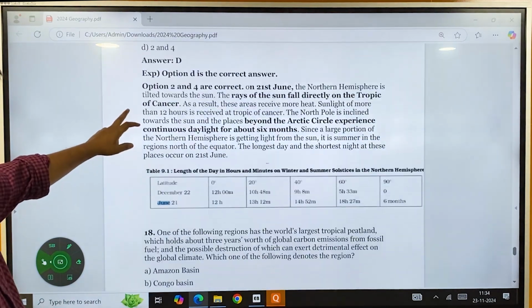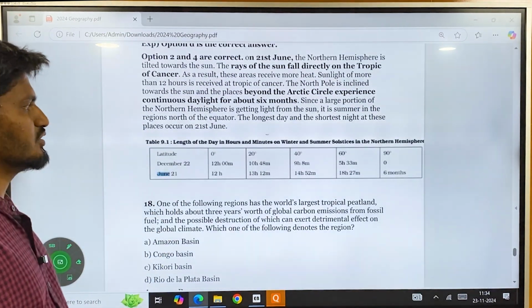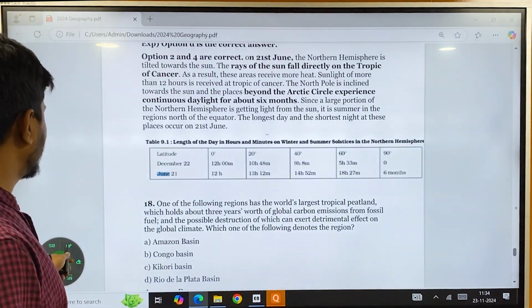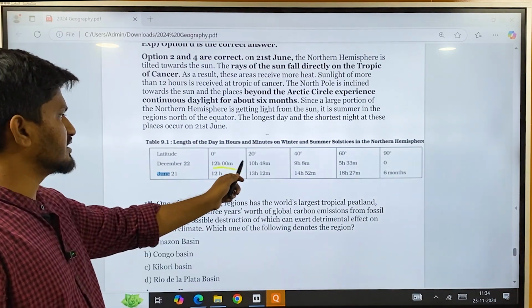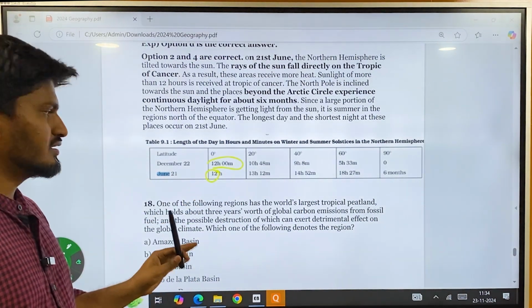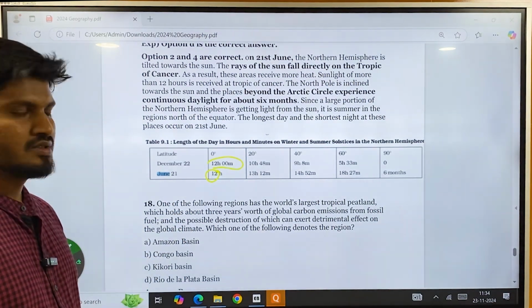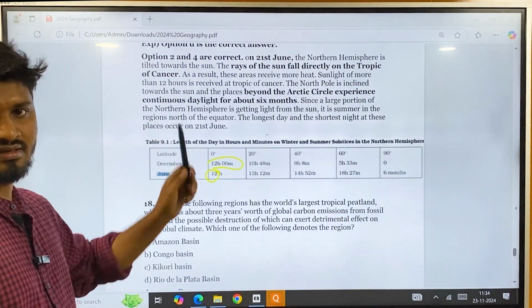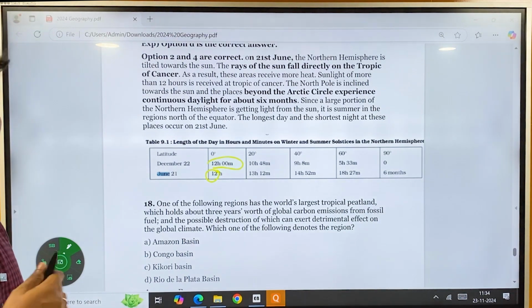So here you can have the length of days in hours and minutes in the summer during the northern hemisphere. If the latitude is 0 degree, in December, that is winter, it will be 12 hours. In June, it will be 12 hours. It will be similar, meaning it is not more than 12 hours. So the equator is not included in this answer because it is asking for more than 12 hours.